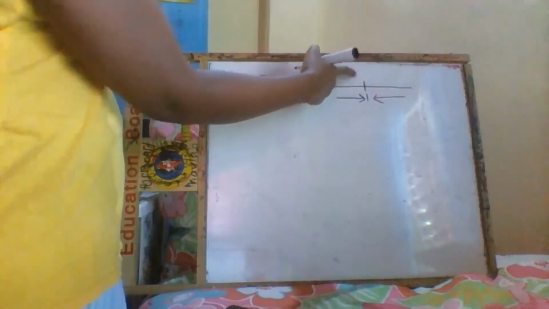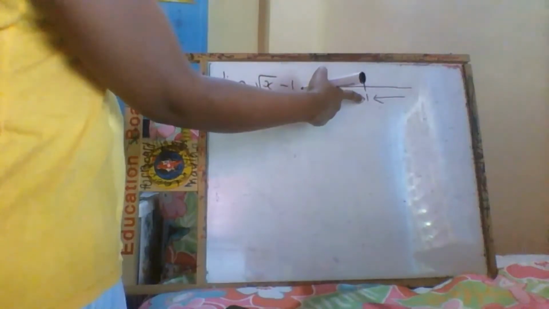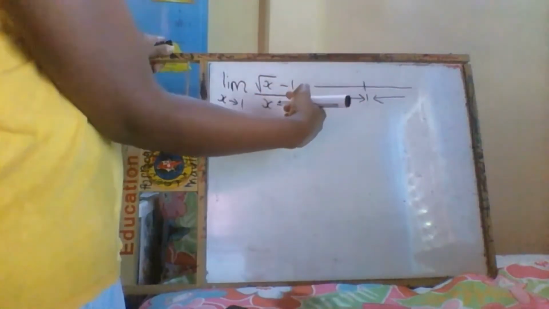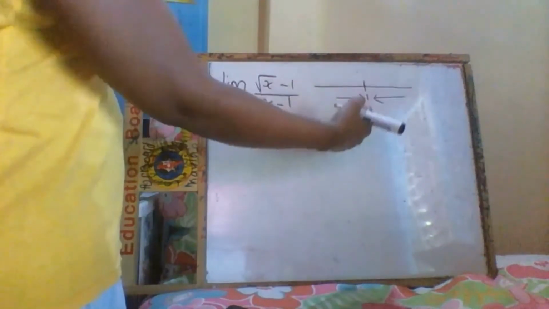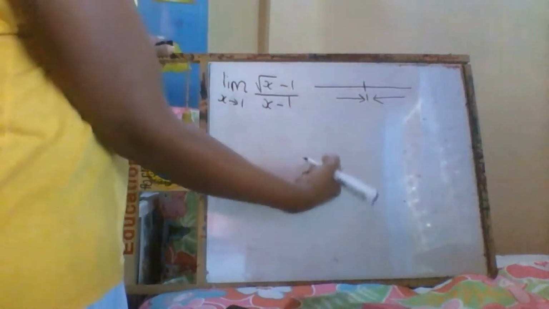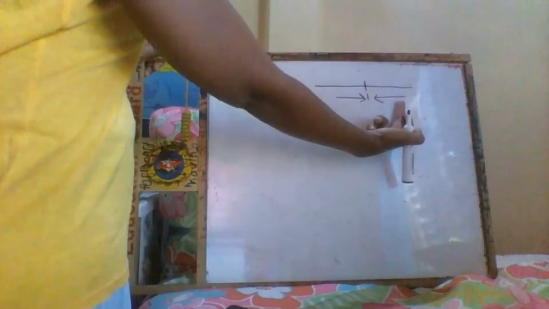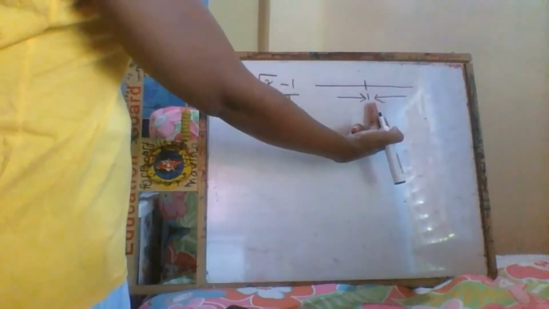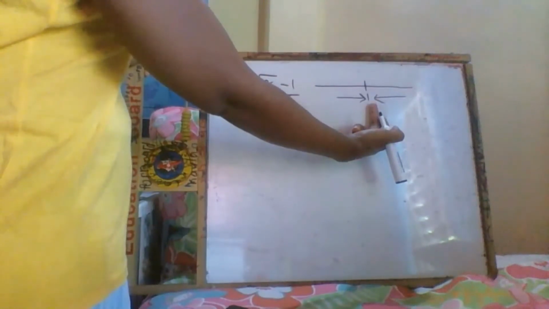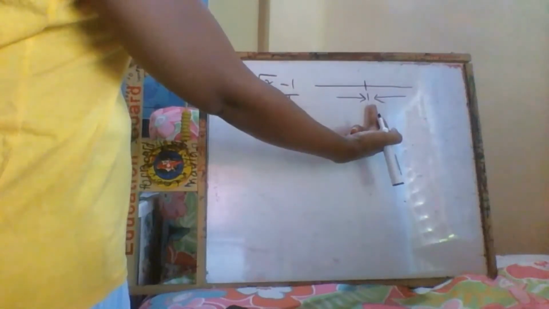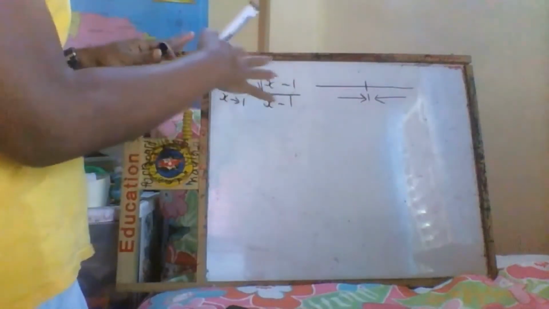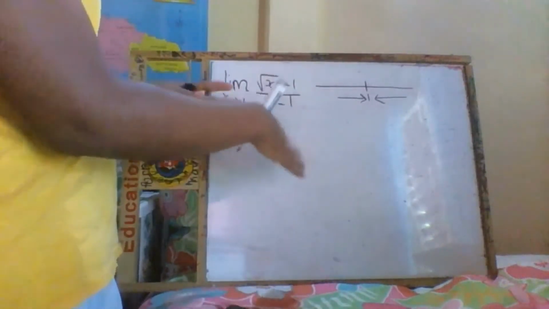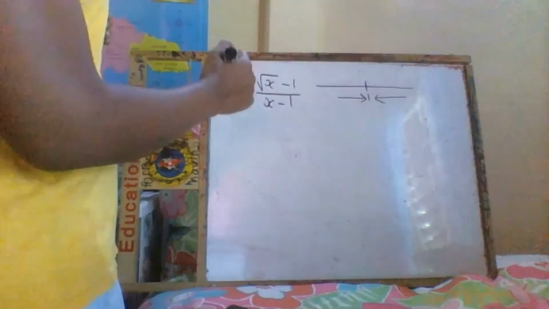0.5, 0.9, 0.999, and so on. Or from the right of 1 would be values like, we start here, 1.5, 1.1, 1.001, 1.0001, and so on. So those are the values we're going to plug in and see what kind of function values we end up with.